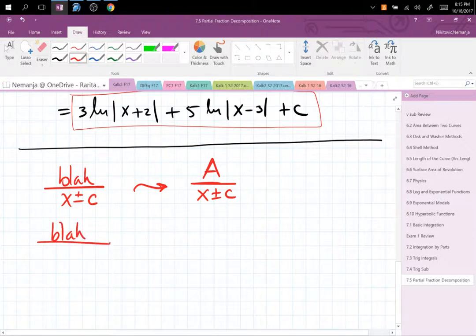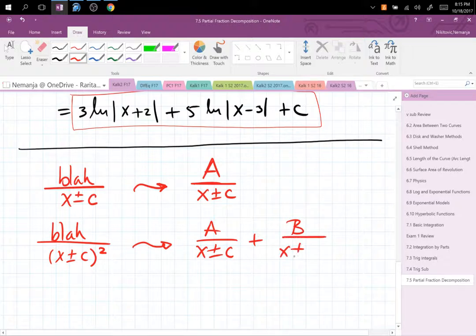If you have the setup that says x plus or minus c squared, which is a repeated one, you have A over x plus or minus c, plus B over x plus or minus c squared.